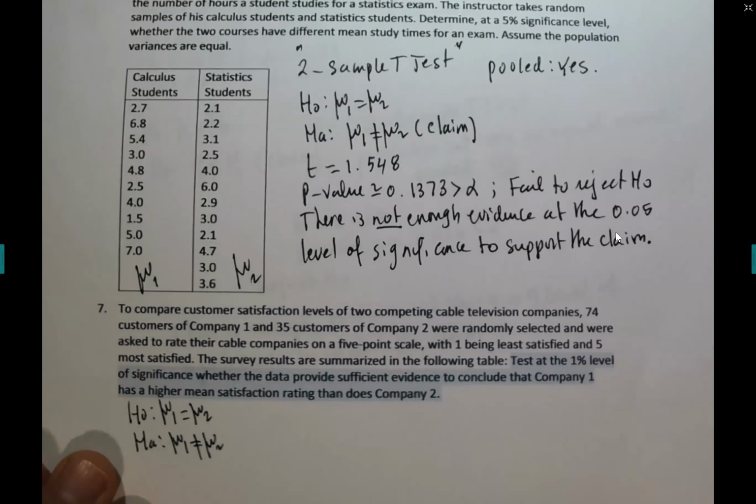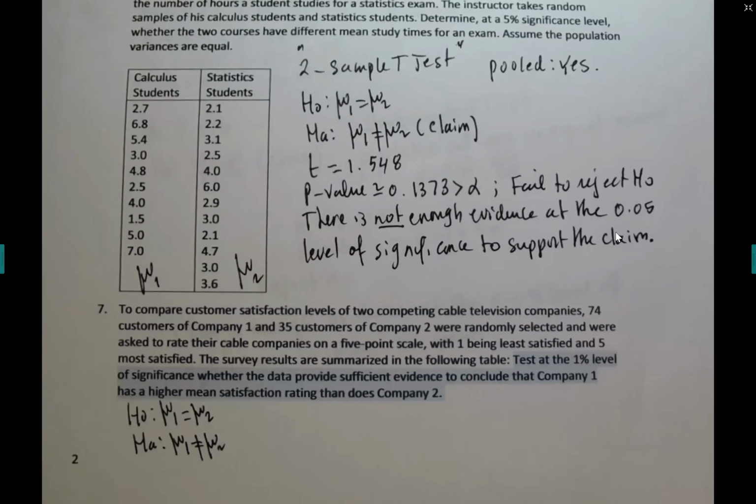To compare customer satisfaction levels of two competing cable television companies, 74 customers of company 1 and 35 customers of company 2 were randomly selected and were asked to rate their cable companies on a 5-point scale, with 1 being least satisfied and 5 being most satisfied. The survey results are summarized in the following table, which I think is going to show next on the next page. Test at the 1% level of significance whether the data provides sufficient evidence to conclude that company 1 has a higher mean satisfaction rate than does company 2.